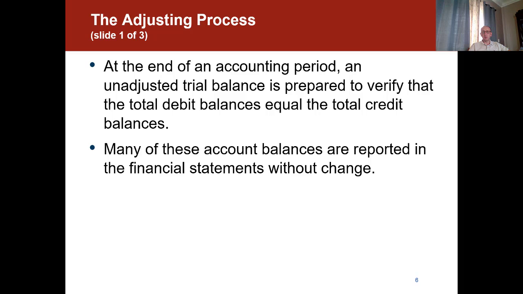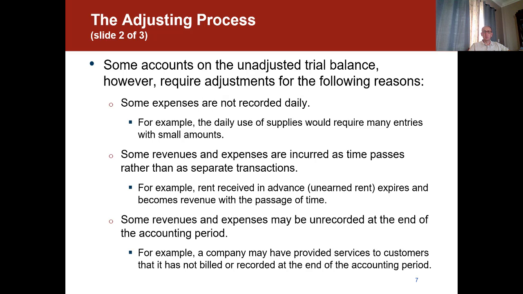At the end of an accounting period, an unadjusted trial balance is prepared to verify that the total debit balances equal the total credit balances. I hope you remember that from when we covered the unadjusted trial balance. Many of these account balances are reported in the financial statements without change. Some accounts on the unadjusted trial balance, however, require adjustments for the following reasons. We have a few reasons that invite us to make these kinds of adjustments. Some expenses are not recorded daily. Some revenues and expenses are incurred as time passes rather than as separate transactions. And some revenues and expenses may be unrecorded at the end of the accounting period.